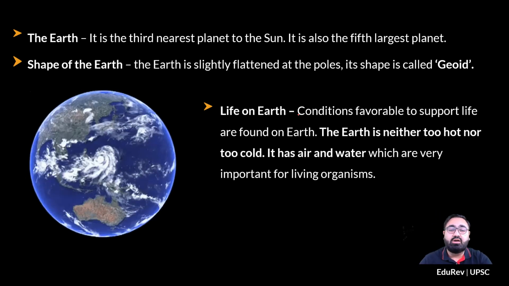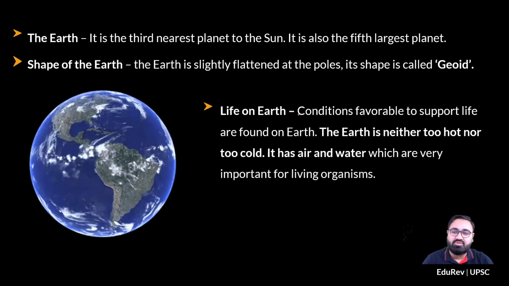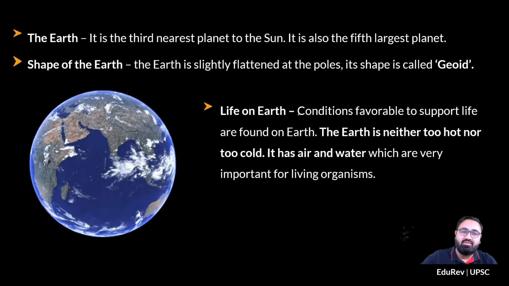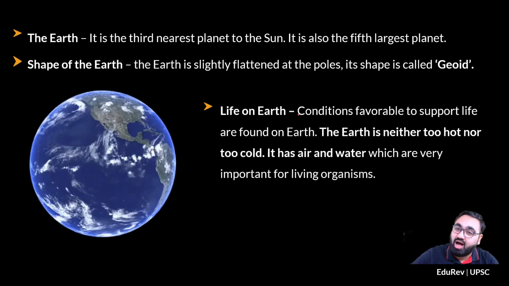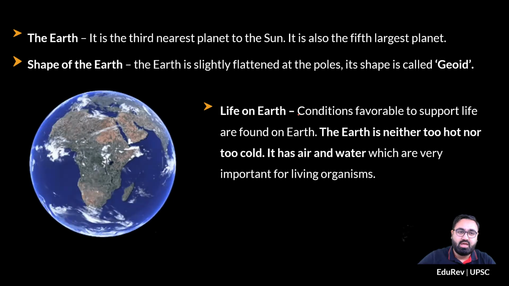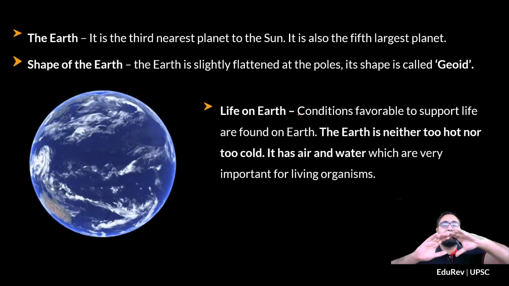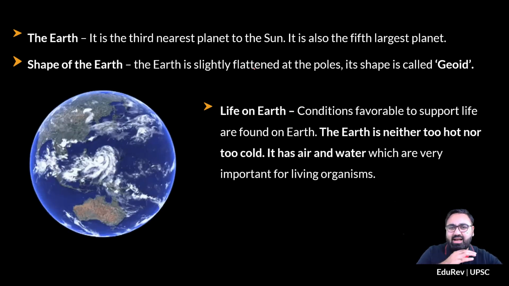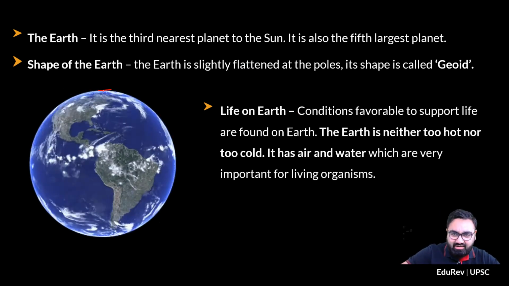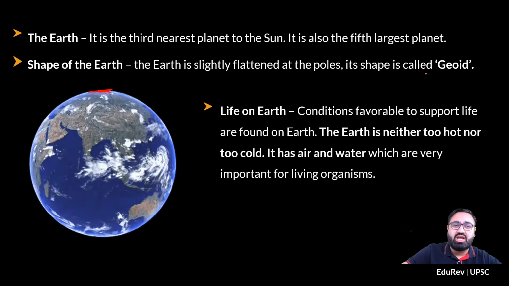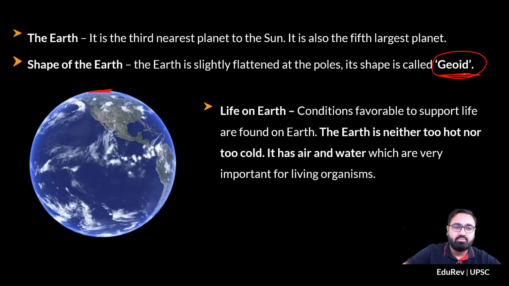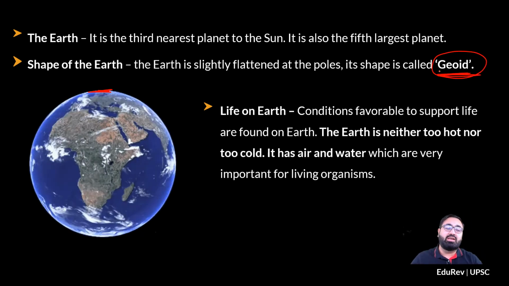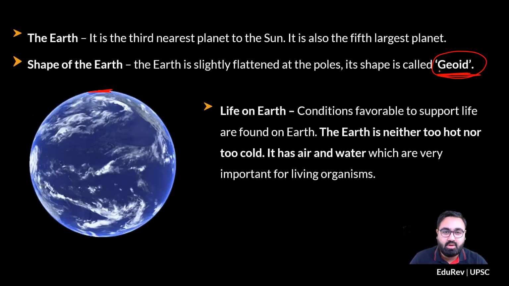The Earth is the third nearest planet to the Sun, as we know, after Mercury and Venus, and it's also the fifth largest planet in the solar system. Now, although we might see that the Earth is round in shape, in reality, it is slightly flattened at the poles. So it's slightly flattened here. And this shape of the Earth is called geoid. So the shape of the Earth has a special name, which is called the geoid.